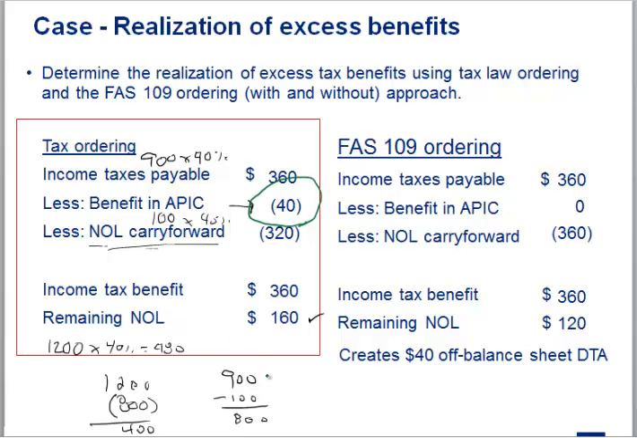Okay? You're going to debit your payable and credit APIC today. And by doing that, you leave $160 of DTA on the books. Okay? So just keep this in mind. Keep these two things in mind. One, you credit APIC. Two, you have 160 of NOL left.